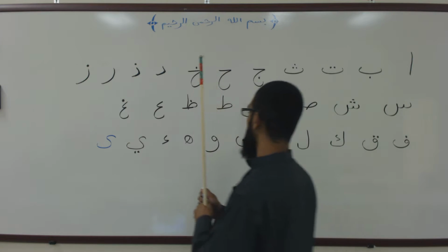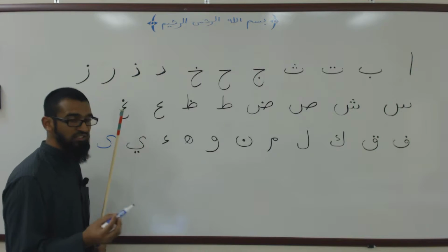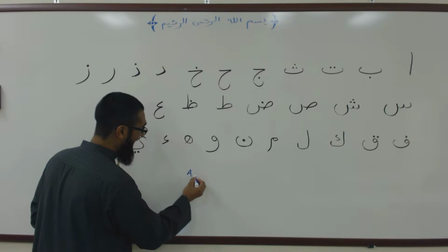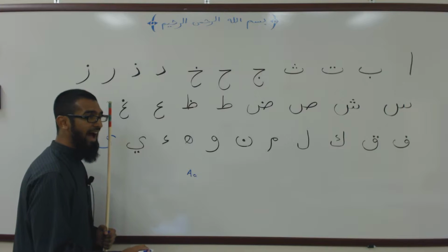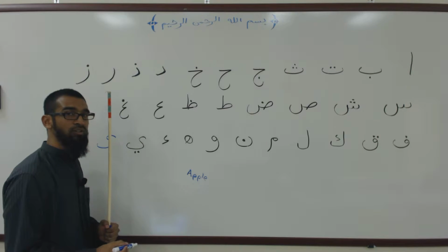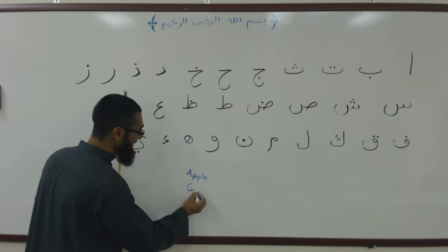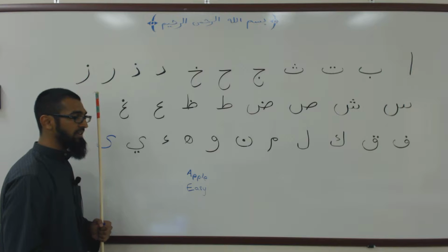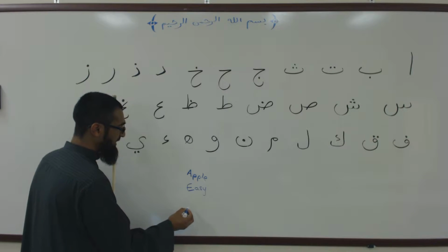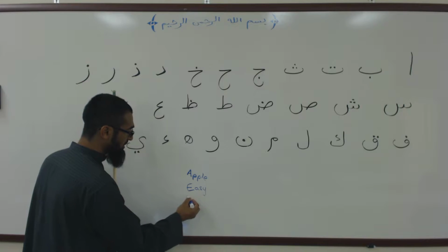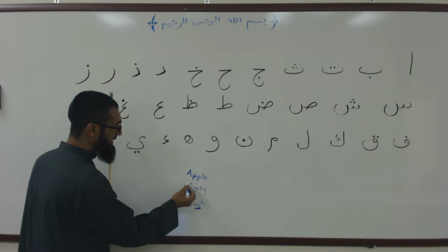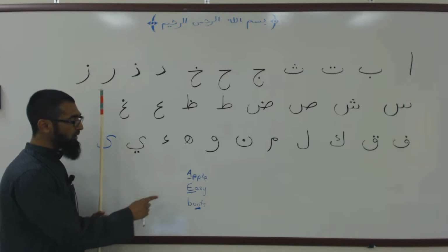Now, before we go into that, let's know that there are three vowel sounds. We're not teaching the vowels now, but this is going to help us to pronounce these letters. There's an a sound, like the word apple. Then there's an e sound, like easy, right? And the third vowel is the u sound, like for instance, boots. So the three vowels are a, e, u.